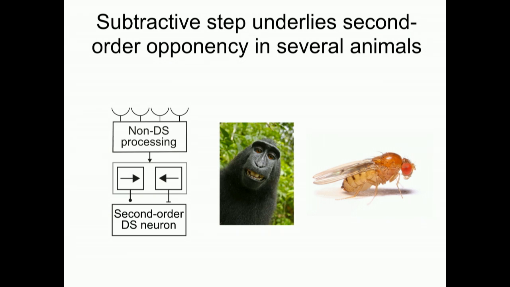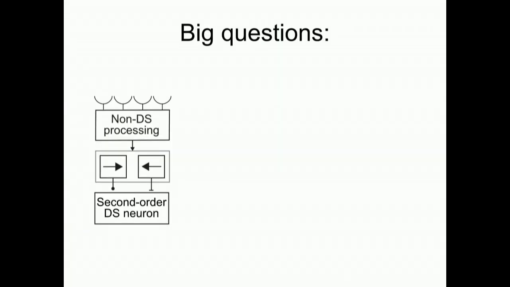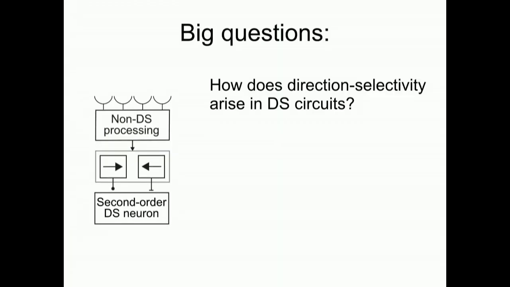This sort of structure seems to have been converged upon by these two different systems. And we're very interested in understanding how this all works. And so the big questions we want to ask are, how does direction selectivity arise in these circuits to begin with? In other words, how do these first order direction selective neurons become direction selective?